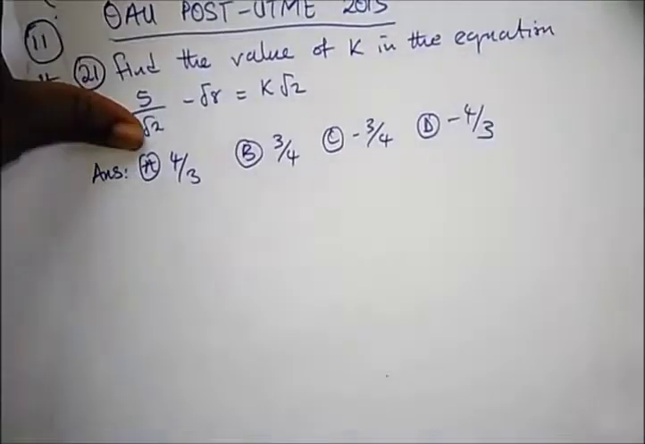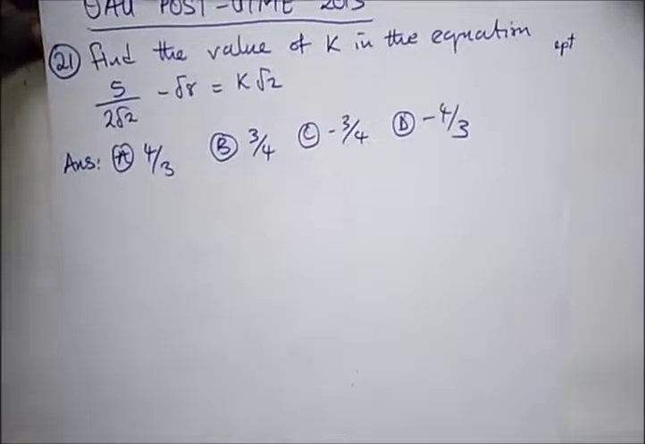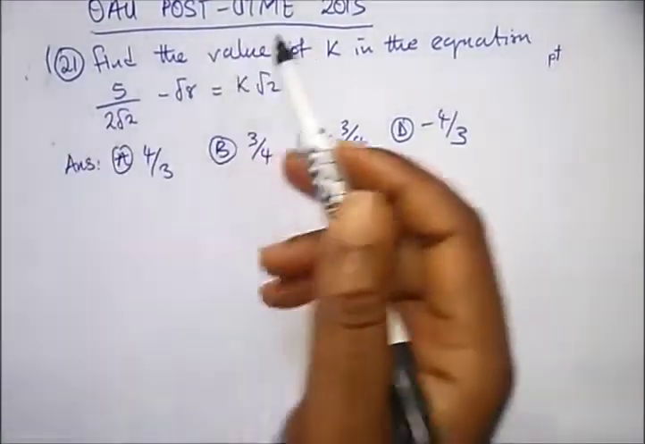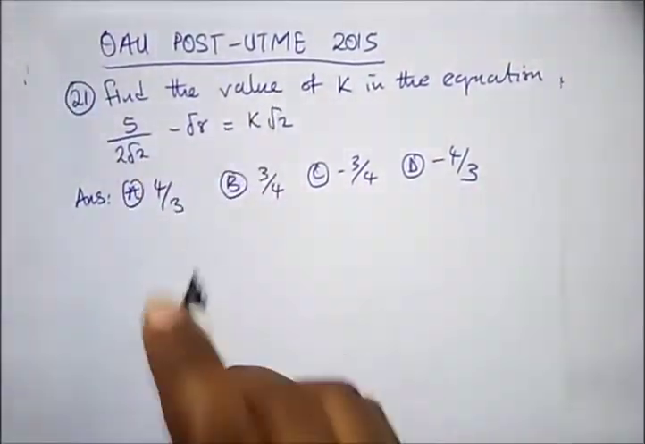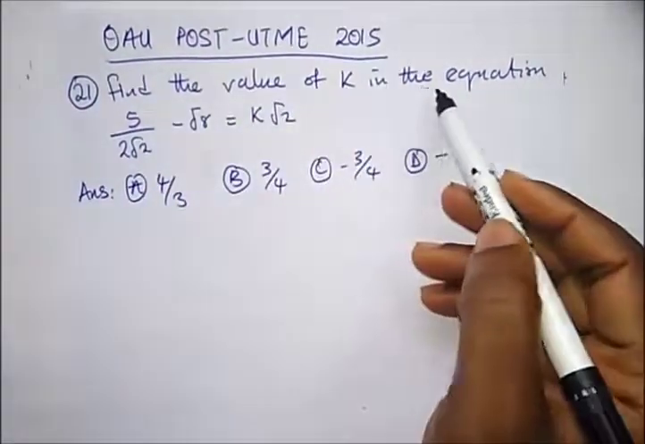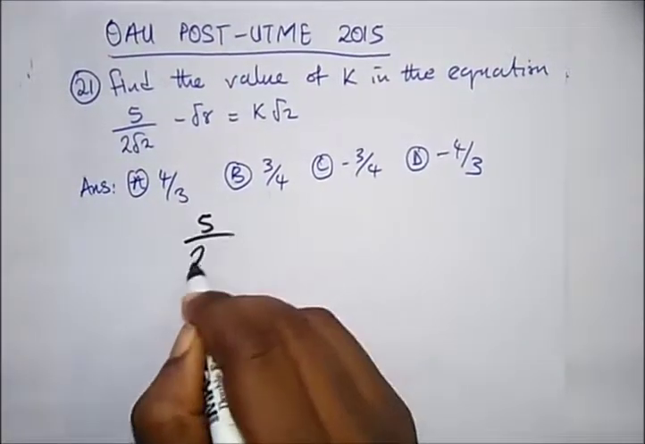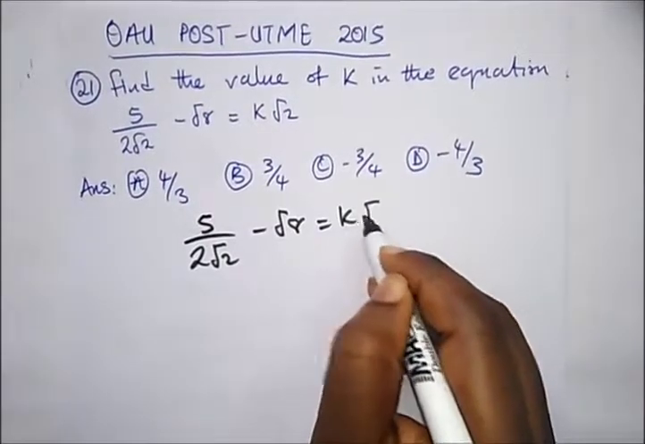Our final question, let's stop here. Our final question on this post-UTME 2015, for the last question 22, I do not clearly understand it, so I'm going to stop at this question. So he said find the value of k in the equation, this. So this is quite easy. Equal to k root 2.